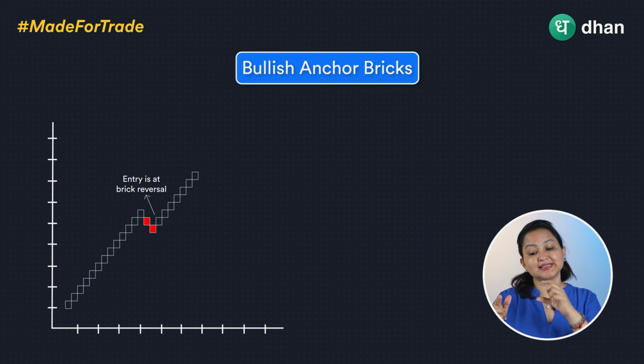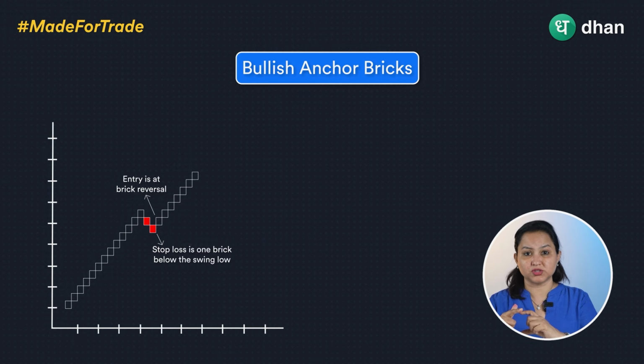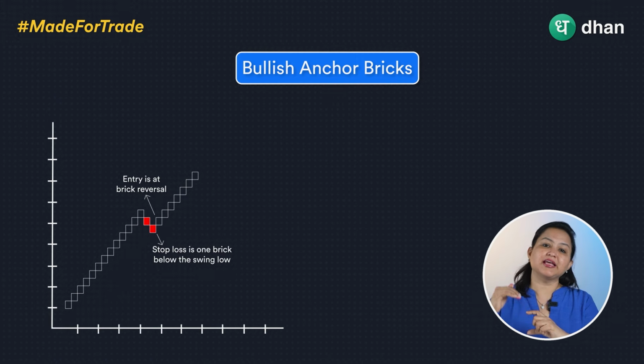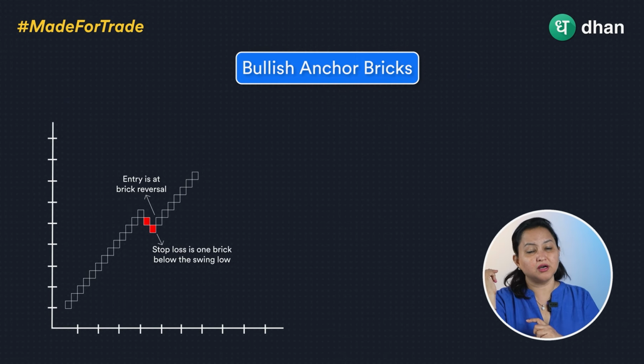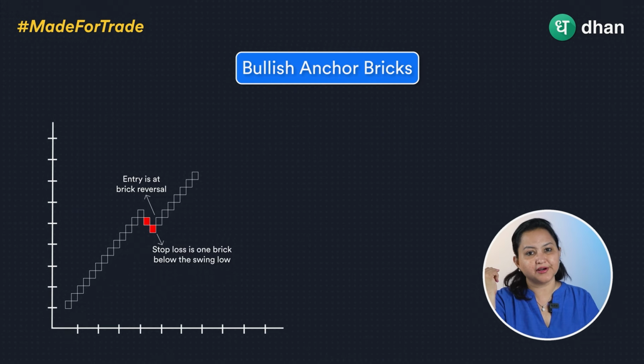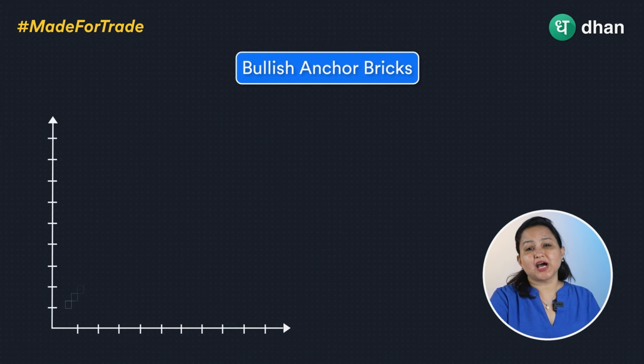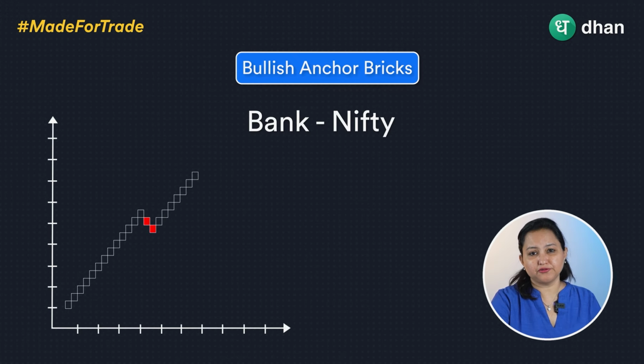The stop loss is just 1 brick below that bearish brick from the last pullback swing that we have, the bearish swing pullback that we have, and then we can look at the target on the upside. We can use our targets with the help of the formula that we already know and find the targets for the particular setup. So this is a chart of Bank Nifty that you see in front of you.